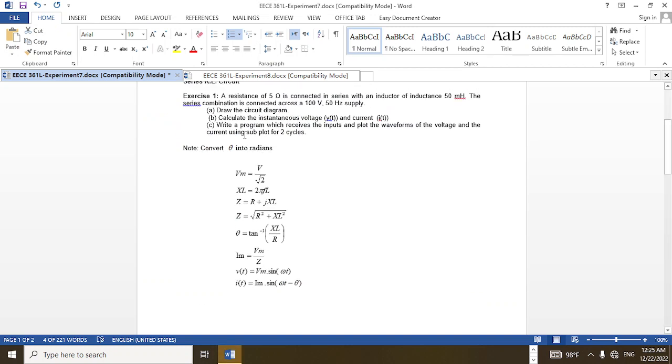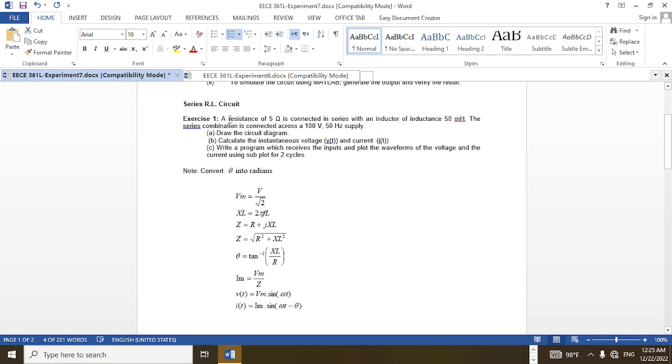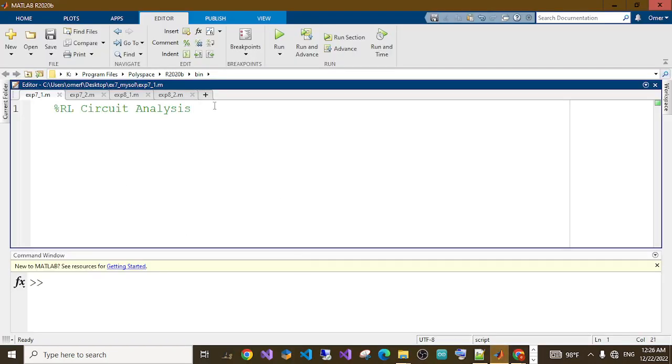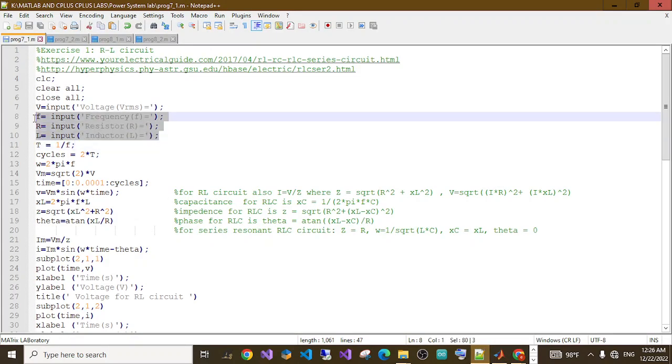In RL we have resistance and inductance. Okay, so we are asking for resistance, inductance, voltage and frequency. Four values we have to input. So in order to input four values, we need four input commands. Four input commands we will copy from here.